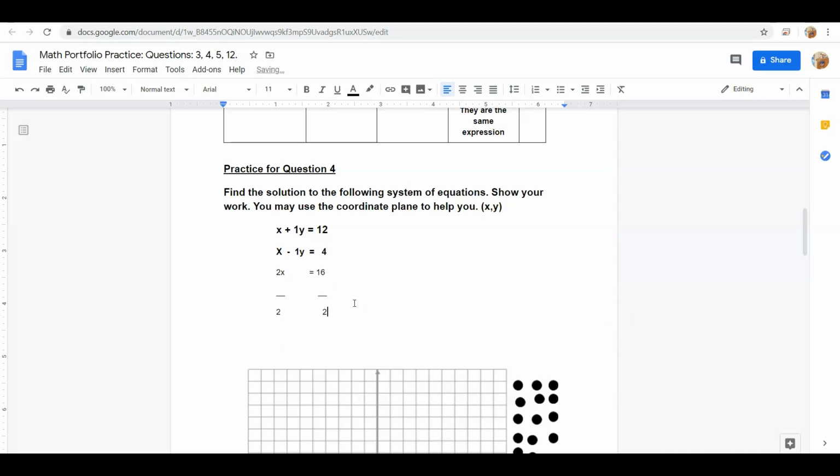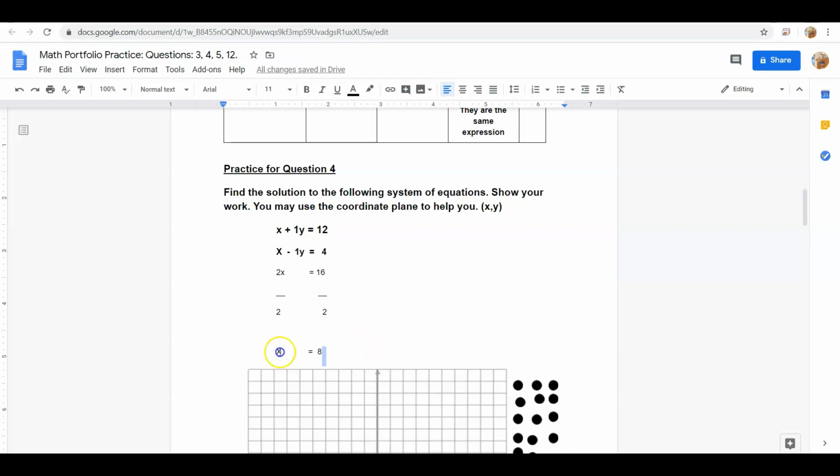And we're going to be left with 2 divided by 2 is 1. So you could either put 1x, or I just simply put x. There's no need to put the 1. My equal sign drops down. 16 divided by 2 is 8. You could double check me on the calculator.